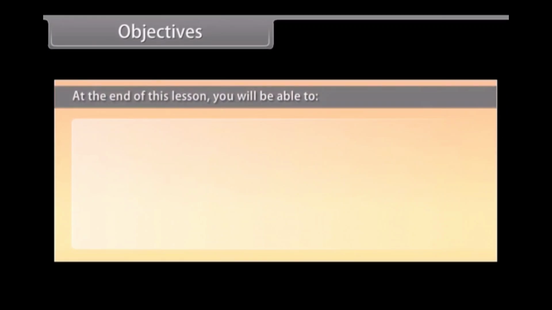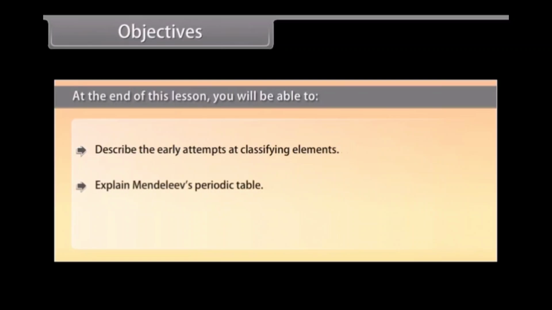Objectives. At the end of this lesson, you'll be able to describe the early attempts at classifying elements, explain Mendeleev's periodic table, and explain the modern periodic table.